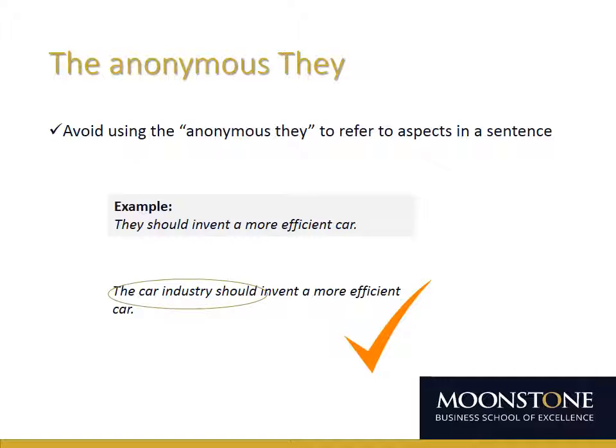Avoid using the anonymous they to refer to aspects in a sentence. Let's look at the example. They should invent a more efficient car. If we replace the pronoun they with the car industry should invent a more efficient car, the sentence becomes much clearer.